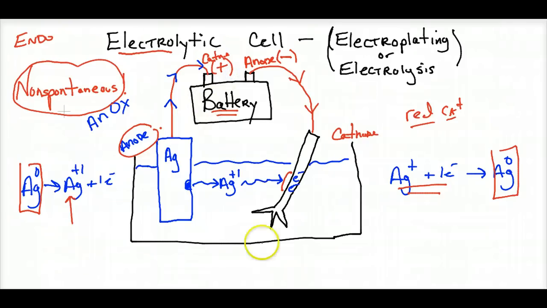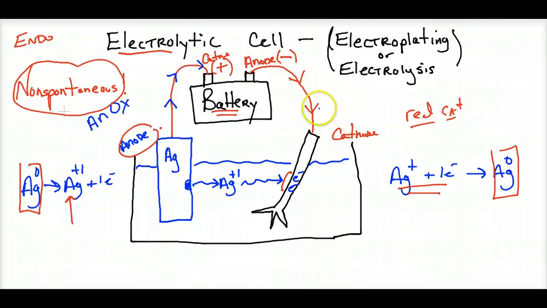Now, so everything really is very similar. Cathode has reduction, gaining electrons, grr. The anode has oxidation. That's very similar. Electrons flow from anode to cathode. That's the same. What's different? Well, you need a battery. It's not spontaneous. It requires energy.